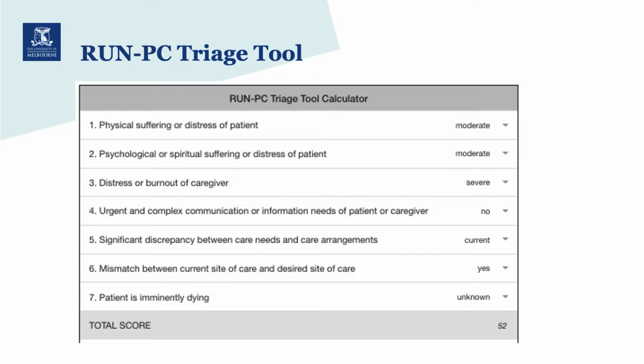So this is how I've done it, open to discussion, of course. For physical suffering or distress, I've put moderate. Her agitation and confusion really flags on that one, and it sounds as though it's been getting worse and really needs some attention. So I've said at least moderate for that one.